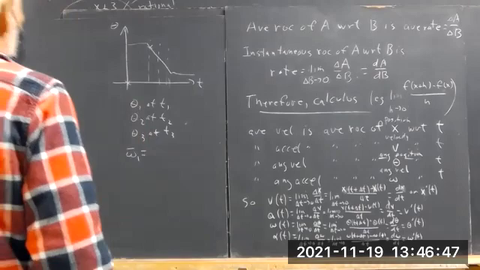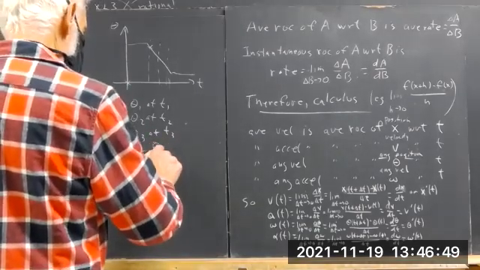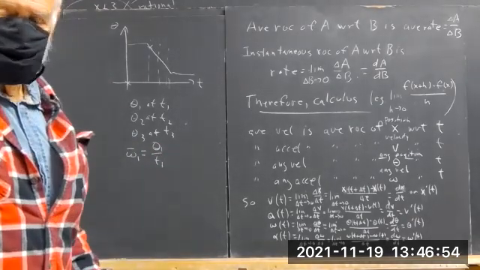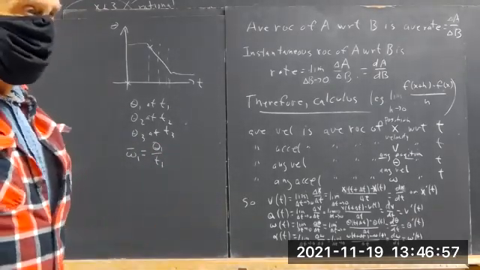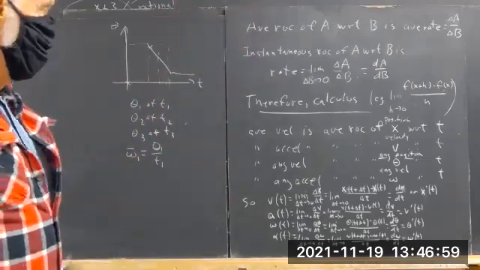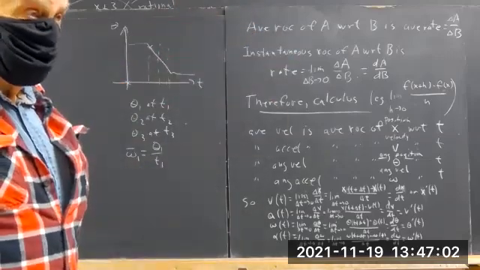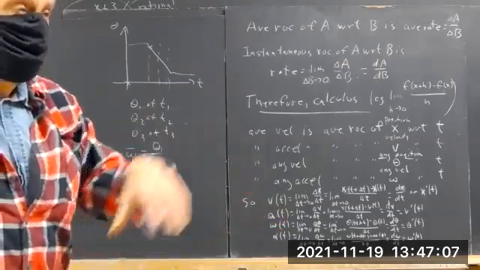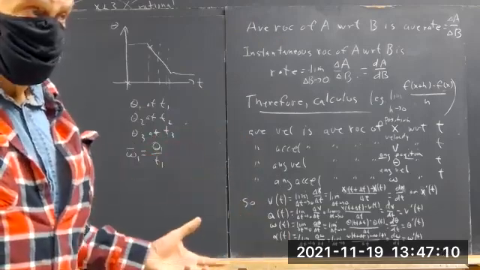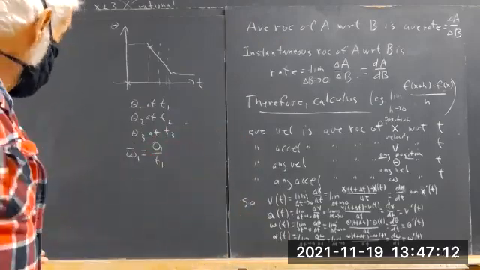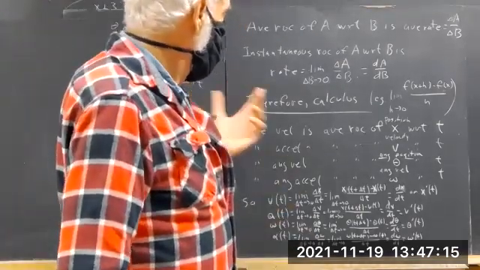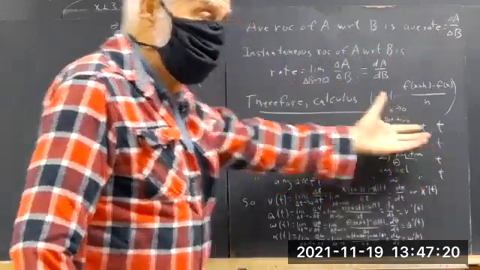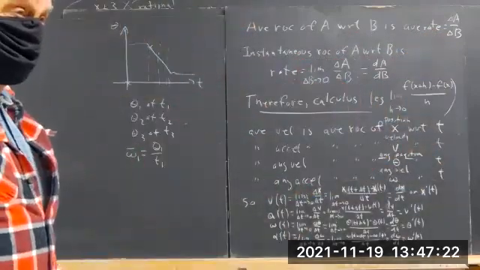Okay, first answer I got was theta 1 over T1. Now, with all due respect, that's a terrible answer. It just doesn't fit the definition of an average rate of change. Fortunately, it's easy to correct that by a little more attention to the detail of the definition and the concept. The definition is of an average rate of change of delta A over delta B, right? What's the A quantity here and what's the B quantity?